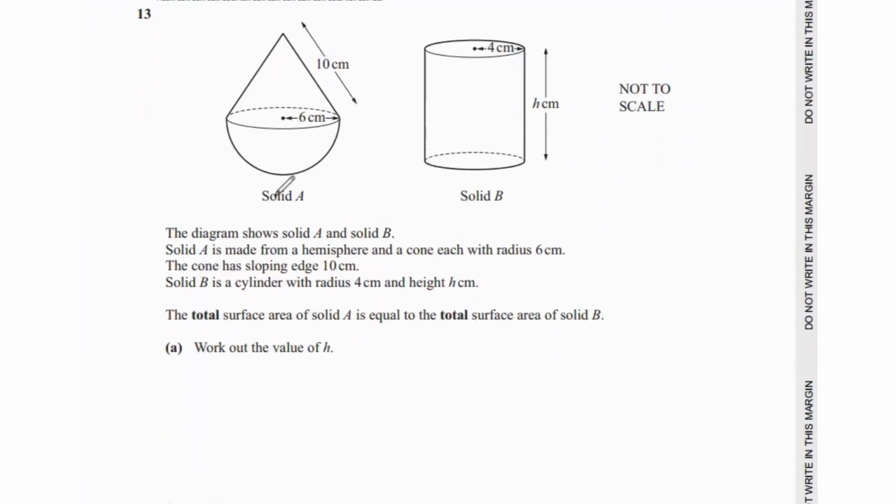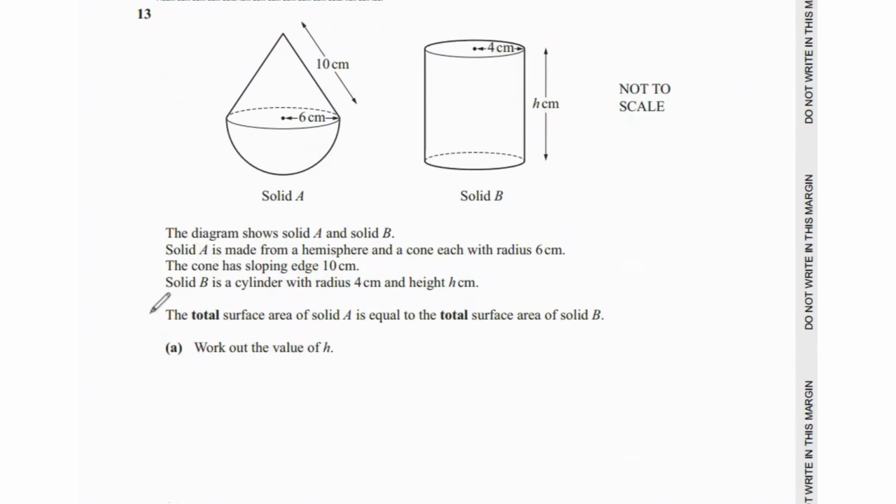Then question 13 says the diagram shows solid A and solid B. Solid A is made from a hemisphere and a cone, each with radius 6 centimeters. The cone has sloping edge of 10 centimeters. Solid B is a cylinder with radius 4 centimeters and the height 8 centimeters. The total surface area of solid A is equal to the total surface area of solid B. Work out the value of each.